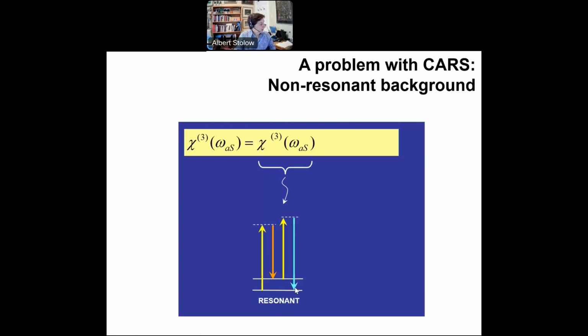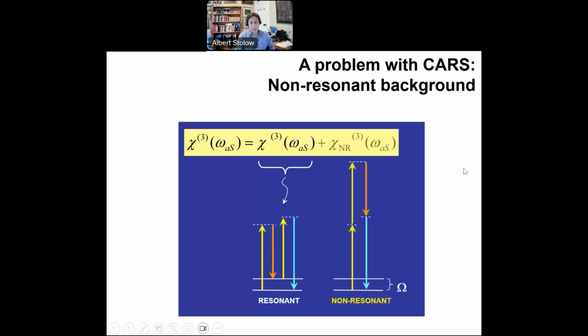The problem is, at least in Canada, is that molecules are stupid and they don't know that you want to do this. And they can also do this. And all I do here is I change the time ordering of these two arrows. Instead of up, down, I go up, down, down. And this blue arrow and that blue arrow are the same length. So therefore, they're the same color. This has no resonance. You see, this one is not sensitive to this vibrational level here. So this is a non-resonant term.